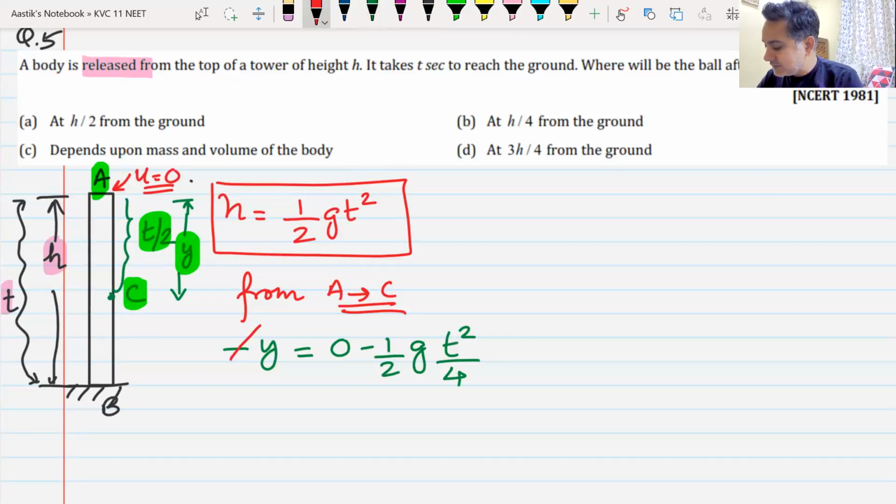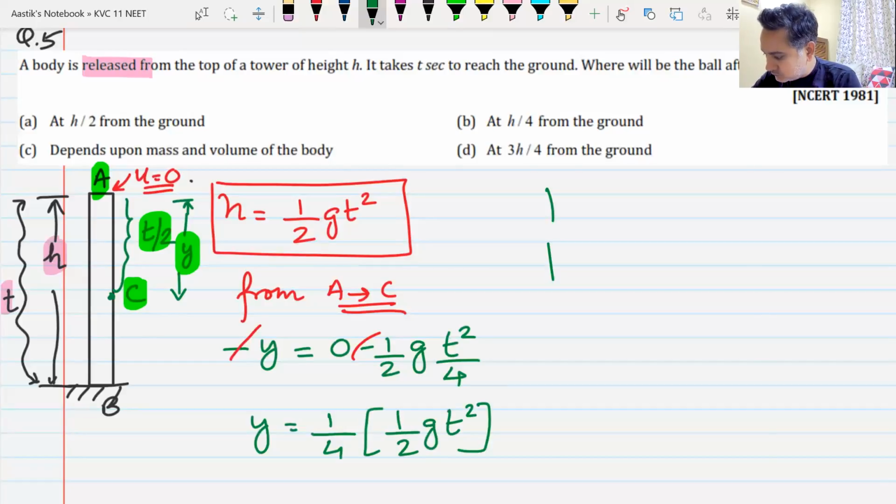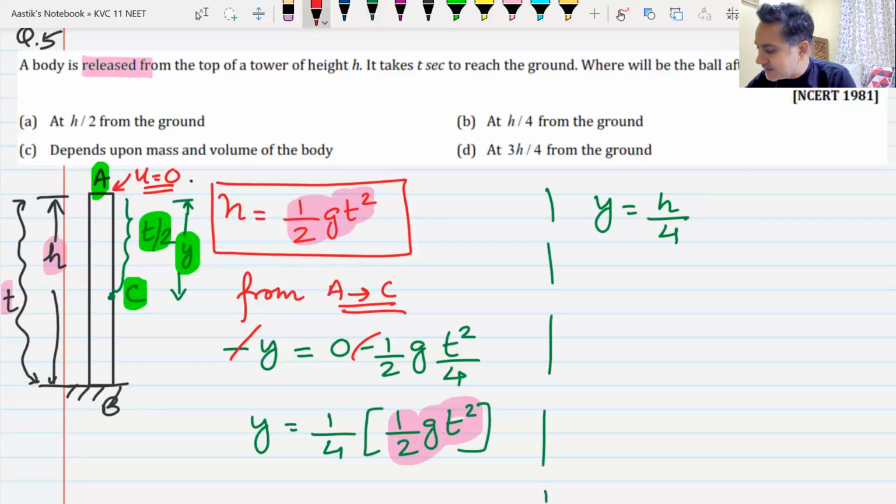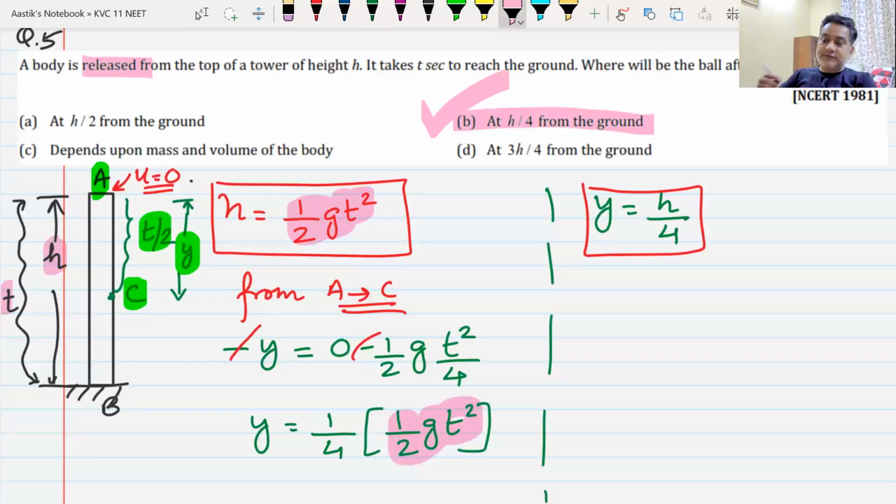Minus minus cancels. Y becomes 1 by 4 times half g t square. Yes or no? But this half g t square, my dear friends, is nothing but equal to h. So my y becomes h by 4. Do we understand this? So my y becomes h by 4, and the correct answer is option B. Yes or no? H by 4. Do we understand this? Yes or no?